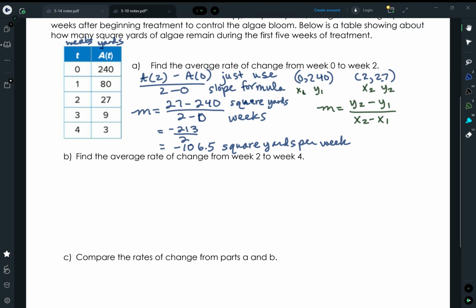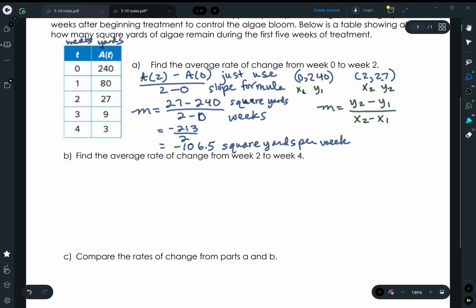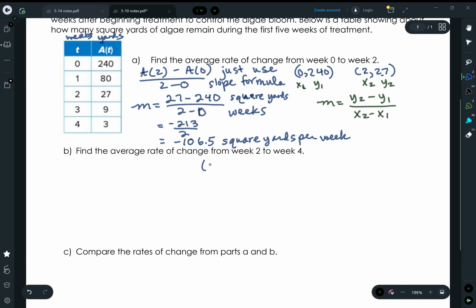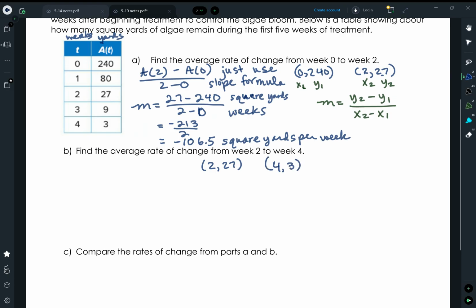So the second one we want to look at is from week 2 to week 4. So I'm going to do my slope formula again. Week 2 is 2, 27. And week 4 is 4, 3. So when I'm finding my slope, I'm going to take my y's and subtract. So 3 minus 27 divided by 4 minus 2. So that is negative 24 divided by 2, which is a negative 12. So this is much smaller. And again, these are square yards per week. So I am losing about 12 square yards per week.